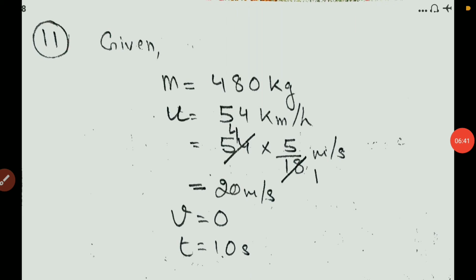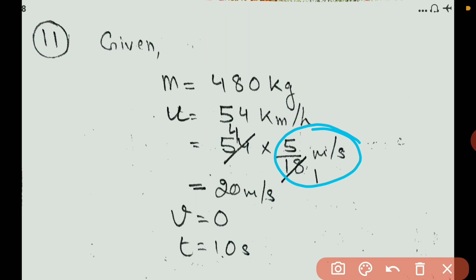Given mass is 480 kg, initial velocity is 54 km per hour, which I have converted to meter per second. Now please don't ask me where this comes from. We have done it so many times, right? We are converting kilometer per hour into meter per second. If you don't know where it comes from, that means you need to study very hard. You need to go back to chapter number 2 and start studying. So final velocity v equals 0, and time equals 10 seconds. Using this data, please calculate the force. Try to do it by yourself.